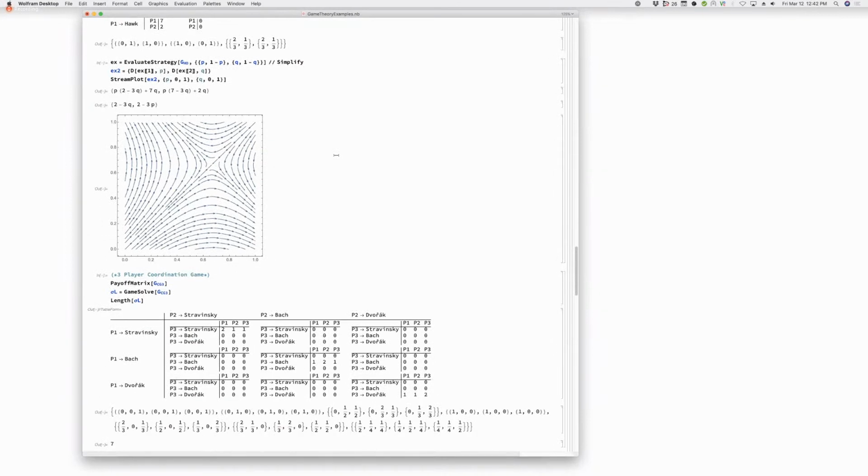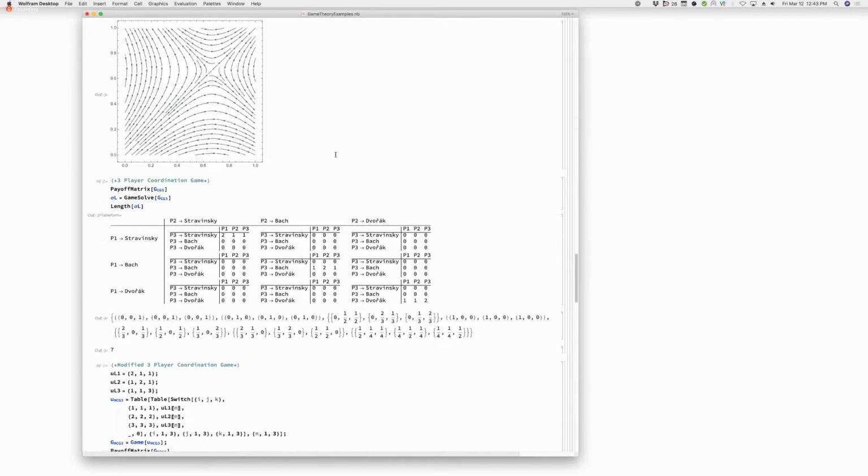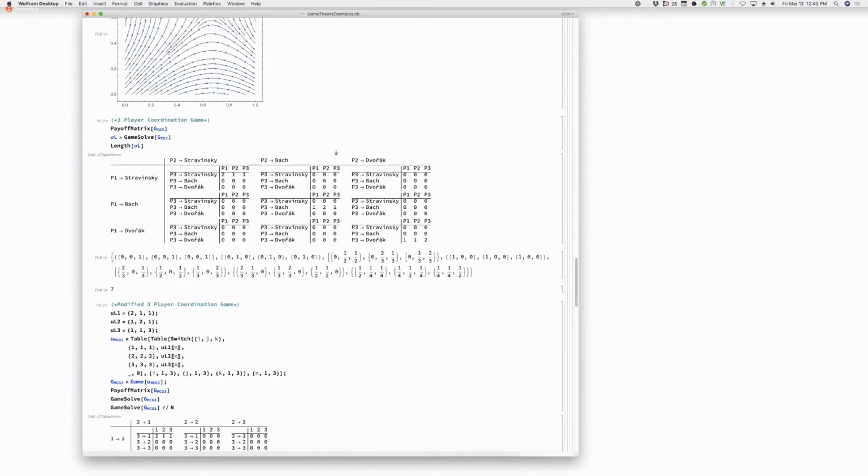And then I wanted to show what happens if you have a multiplayer game. Here you have 3 players and they can go to 3 different composers: Stravinsky, Bach, and Dvorak. And here, for example, you get 7 separate Nash equilibria.